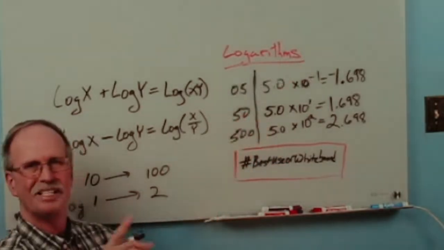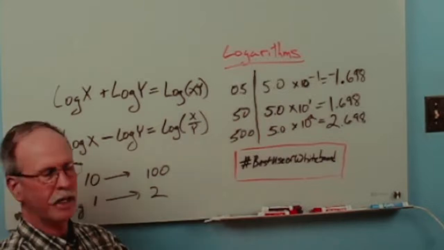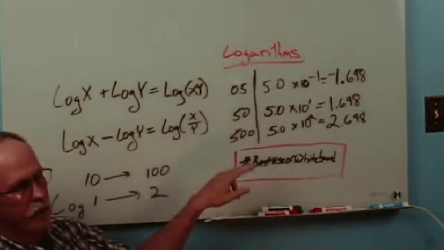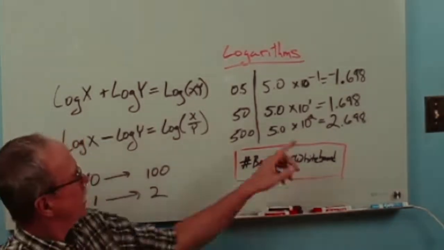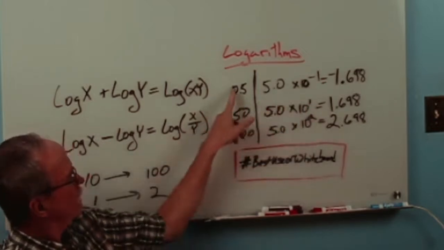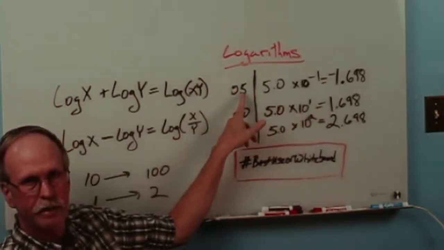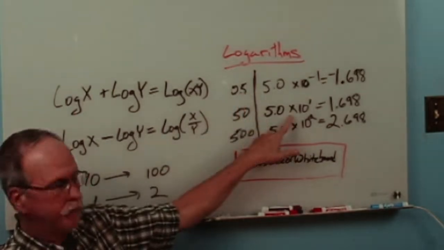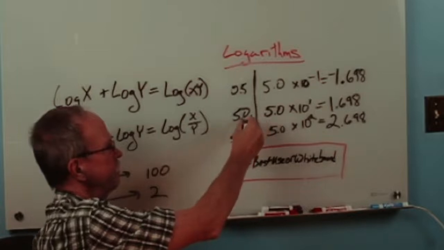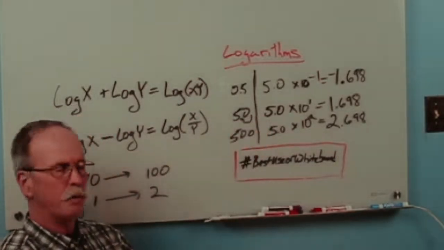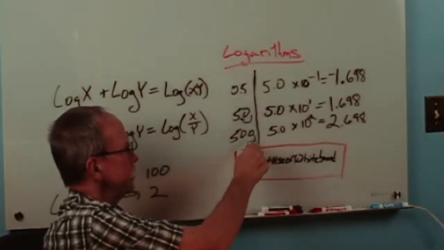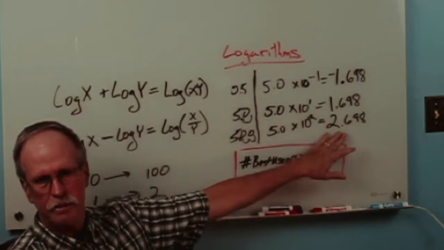I'm sorry, I just noticed I made a little mistake on the board, but I've corrected it now. So let's take three numbers: 0.5, 50, and 500. Now, in scientific notation, they're 5.0 times 10 to the negative 1, because we've had to move over to the right of that 0; times 10 to the 1, because in order to make this 5, we've got to move the decimal over to the left 1; and 5 times 10 to the 2, because we've got to move it twice. Now, I've put the logarithms for those numbers here.